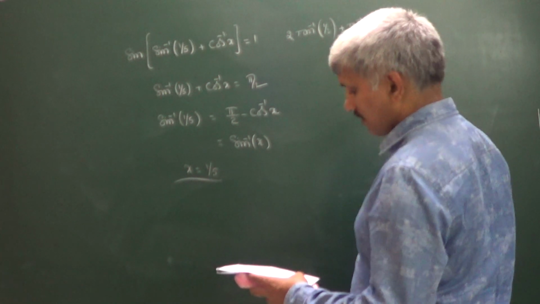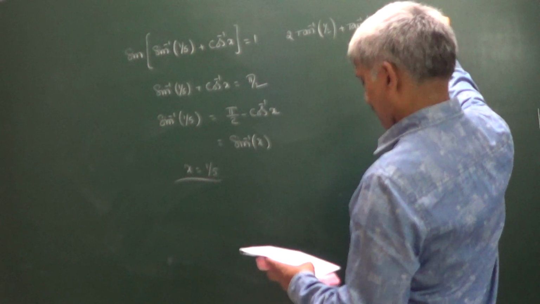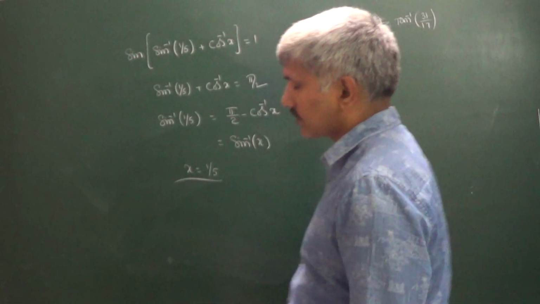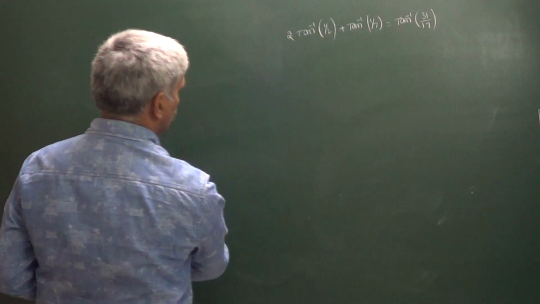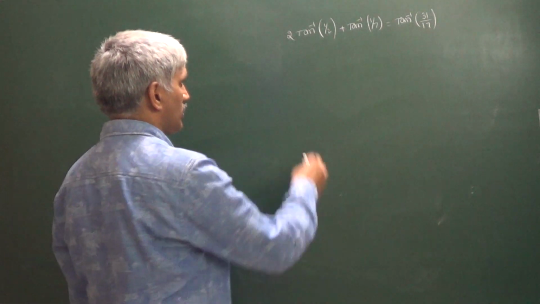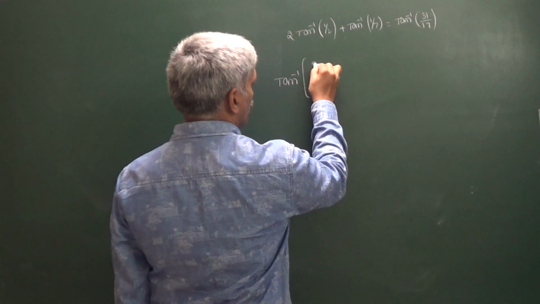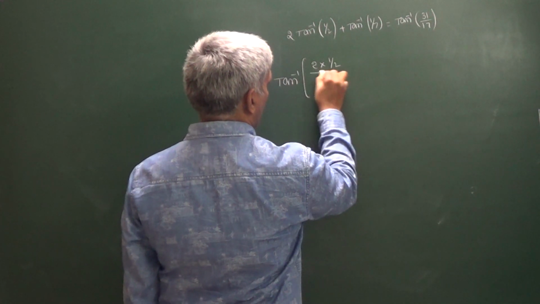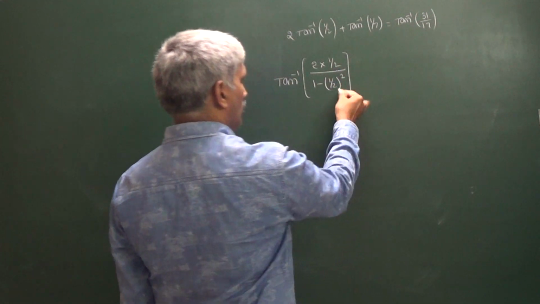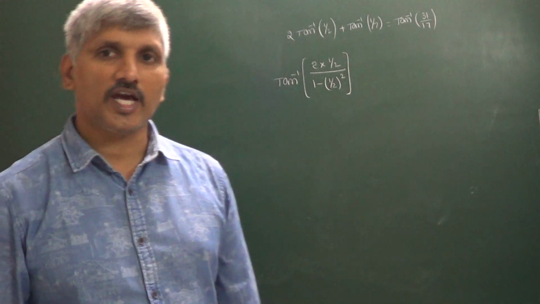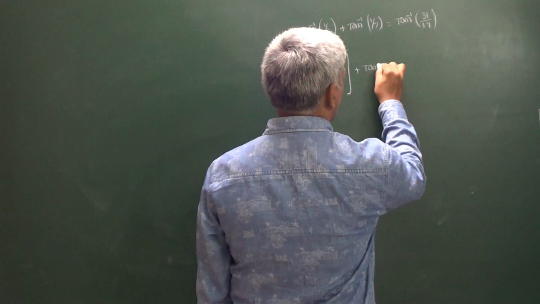Tan inverse 1 by 7. He is asking to show tan inverse of 31 divided by 17. First of all, what is 2 tan inverse x? 2 tan inverse x can be written as tan inverse of 2x by 1 minus x square. So 2 tan inverse x can be written as tan inverse of 2x by 1 minus x square plus tan inverse 1 by 7.